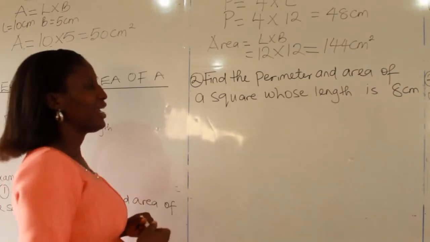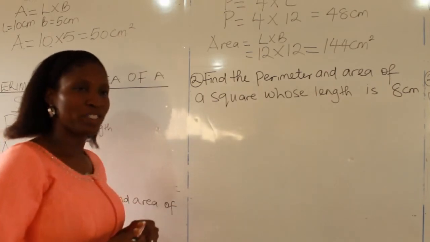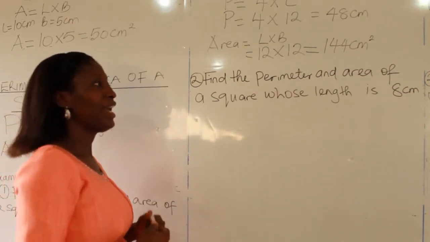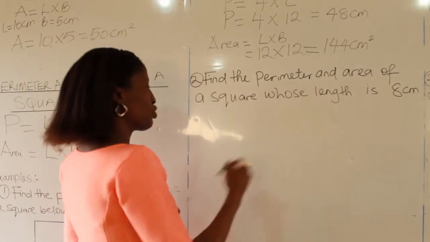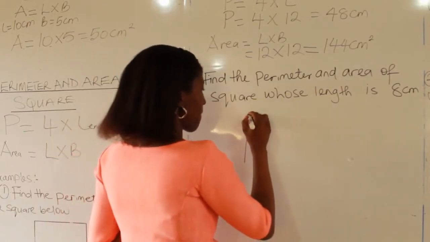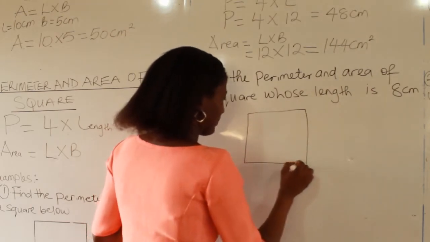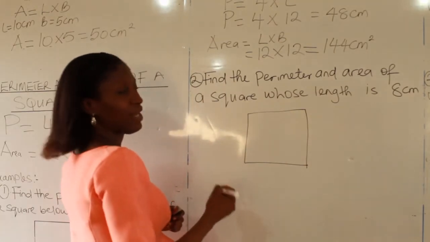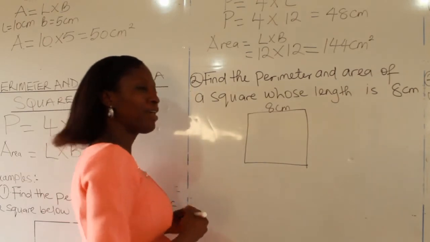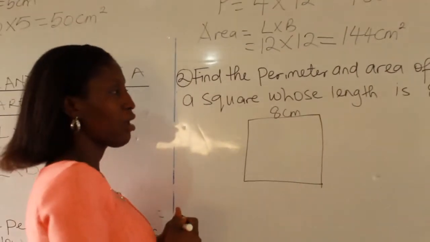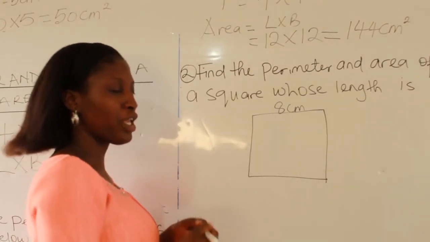Example 2. Find the perimeter and area of a square whose length is 8 centimeters. In this question, we've been asked to find the perimeter and the area of a square whose length is 8 centimeters. So let's draw a square. And the length is 8 centimeters. Remember, the sides of a square are equal.